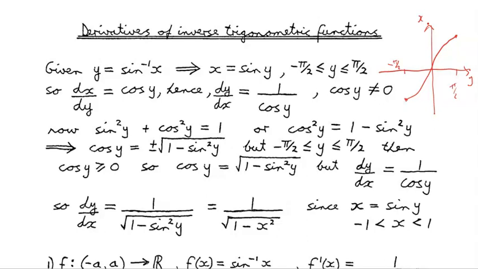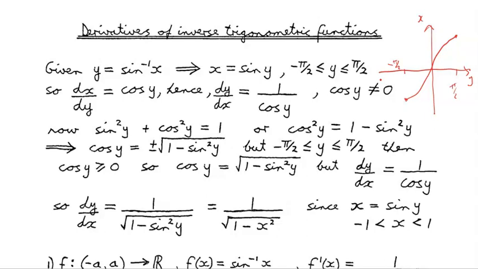In this case, if you remember from those videos, we restricted the domain to minus pi on 2 to pi on 2, such that the horizontal line test shows that it cuts the graph once, and that tells you that it's 1 to 1. Okay, x equals sine y, dx dy is cos y. The derivative of sine y is cos y. Now we can take the reciprocal, so dy dx is 1 over cos y, so long as cos y does not equal 0.